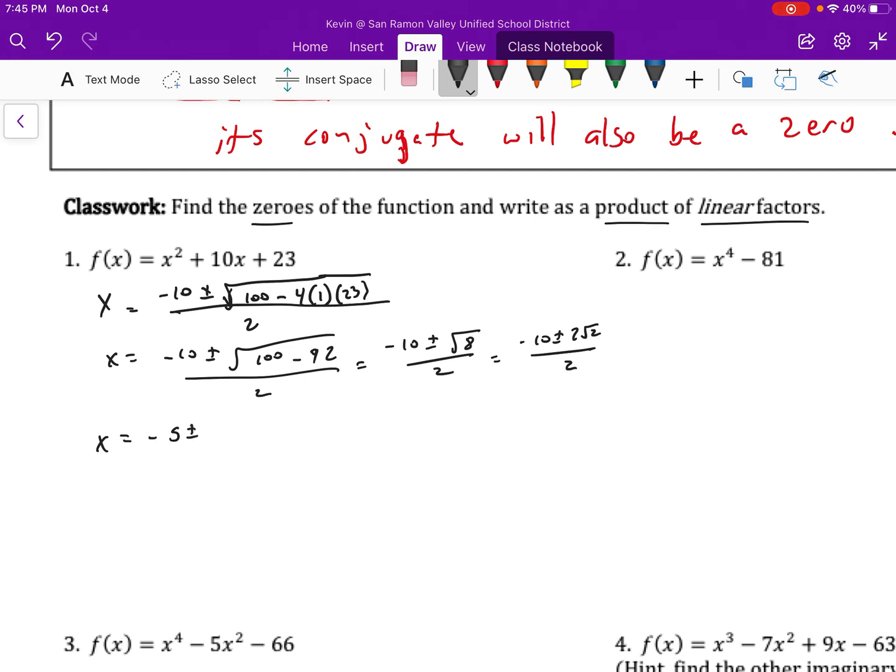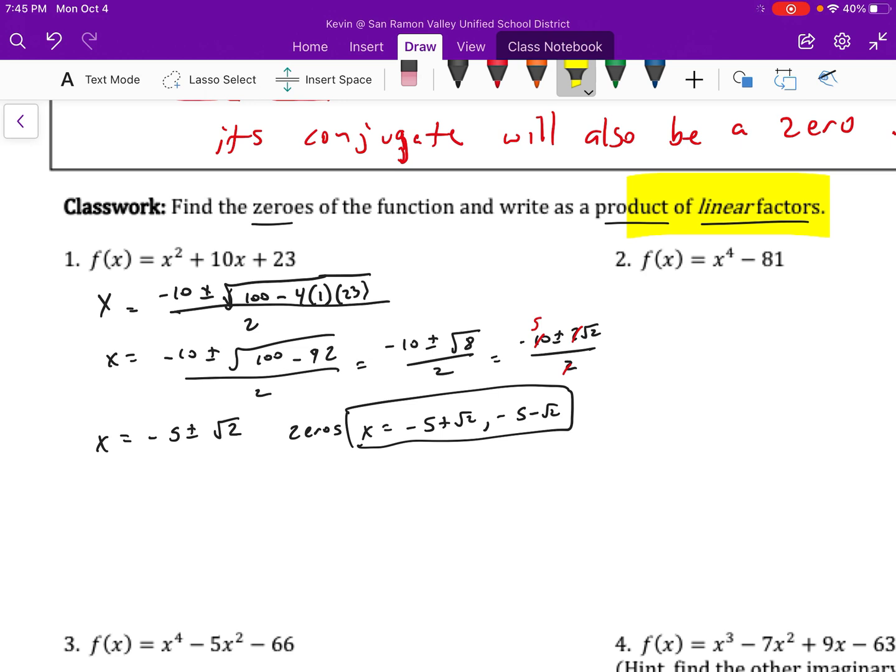And so I'm going to bring it back down here. x equals negative 5 plus or minus root 2. These cancel out, the 5 cancels. So, coming back to the original question, what are our zeros? Our zeros would be x equals negative 5 plus root 2 and negative 5 minus root 2.